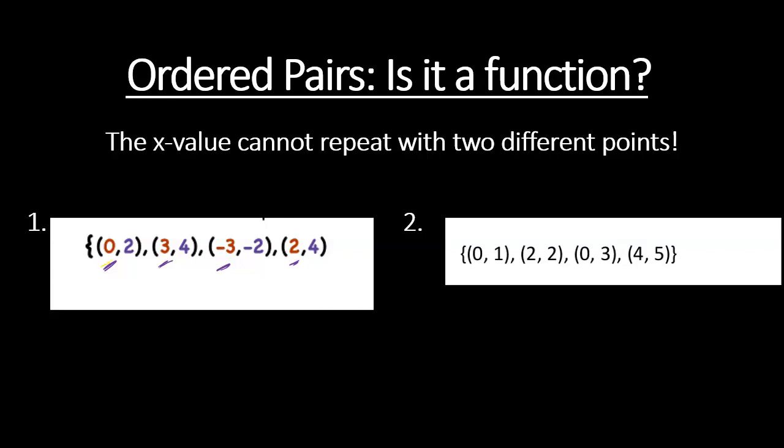Now let's look at number 2. With number 2, our x's are 0, 2, 0, and 4. The first thing I notice is I have two zeros for x values, so I need to check their y's. If the y's are different, this is not a function. I have a 1 and a 3, so that means the input 0 has two outputs, and this one is not a function.